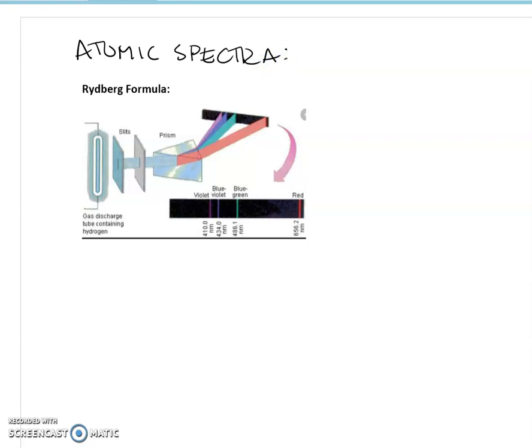Atomic spectra. So here what I want to point out is we have a gas discharge tube and it's hydrogen here. So this will be hydrogen. When you put voltage to the lamp, light is going to be emitted. It's going to pass through this slit to focus the light, and then the resulting light is passed through the prism where it's going to separate the light into our visible light here, and this results in a spectrum called a line spectrum. So this is a line spectrum.